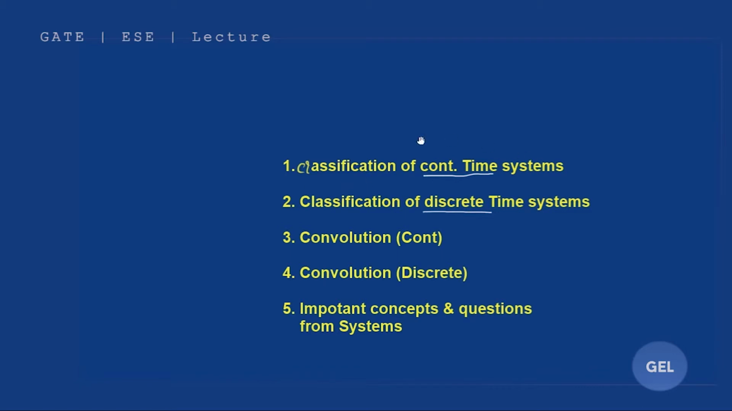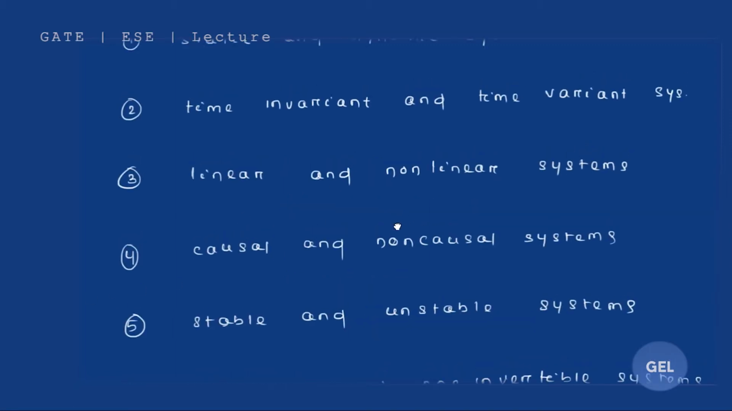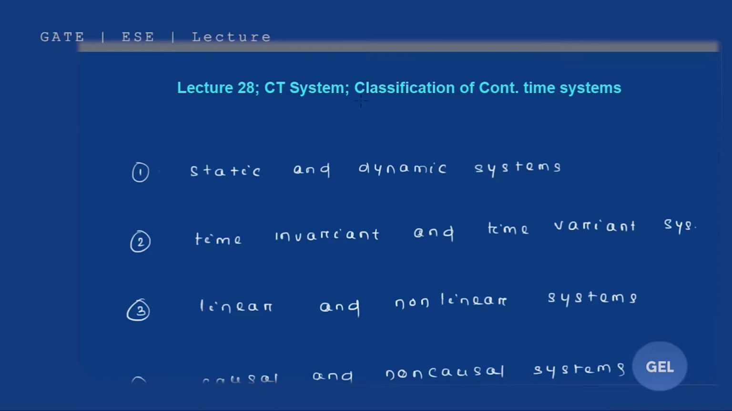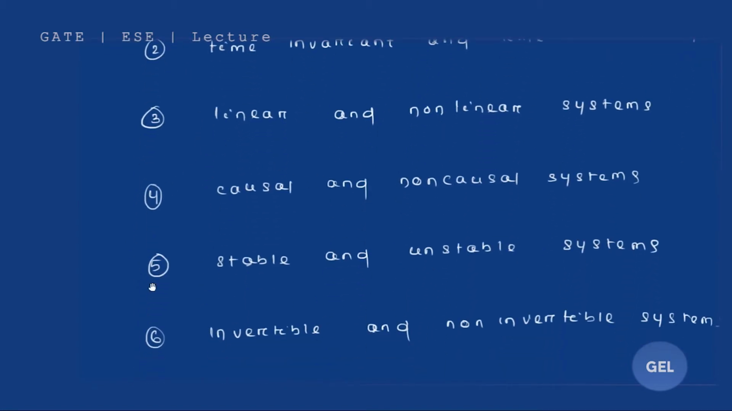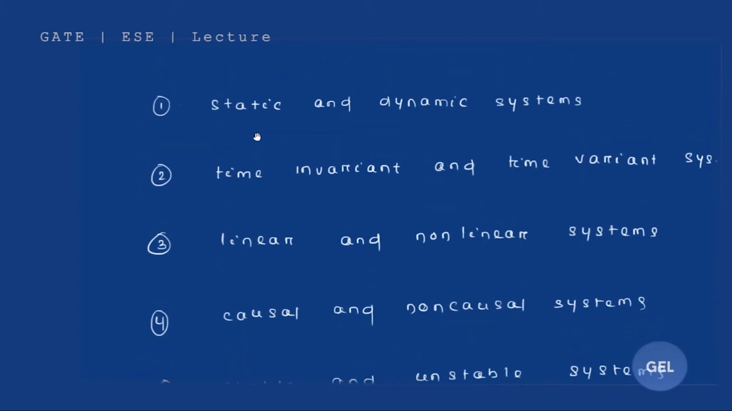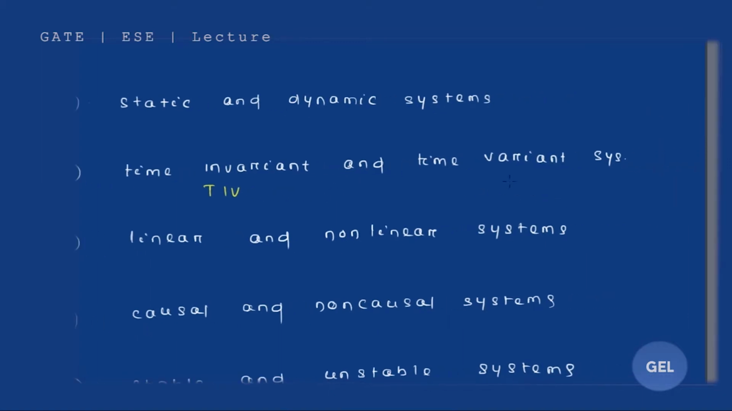Now let's start with the classification of systems in the continuous time domain. We are going to study six different classifications. What are these? Static and dynamic systems, time invariant and time variant systems. A lot of people also write it in this shorter way; we're going to use these shortcuts.